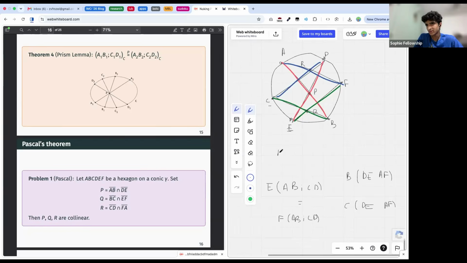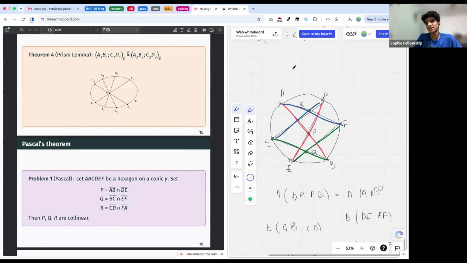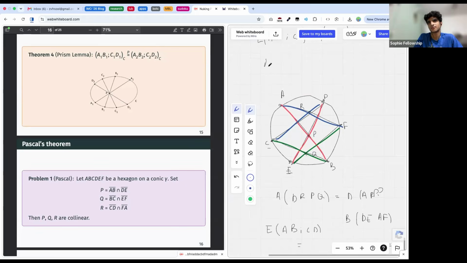So the first idea that we had is we want to prove that the cross ratio at A to D, R, P, Q is equal to the cross ratio from D to A, R, P, Q. Firstly, why would this be true? And secondly, if this is true, how are we going to use it? Does that imply that P, Q, R are collinear?